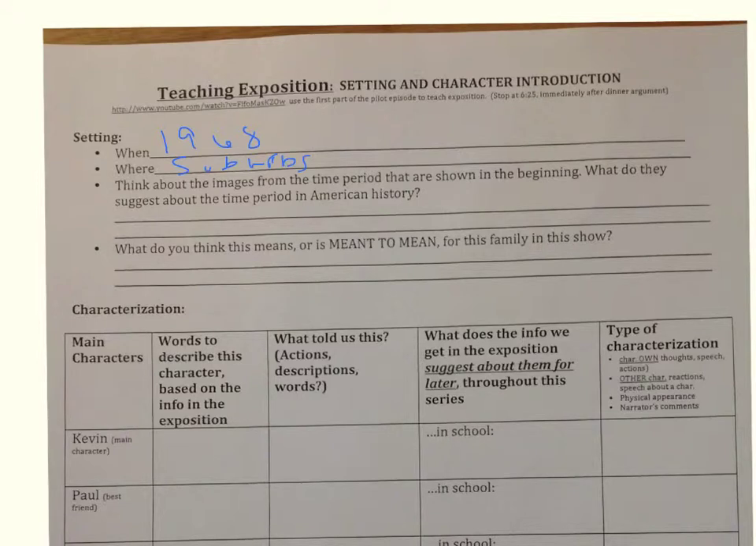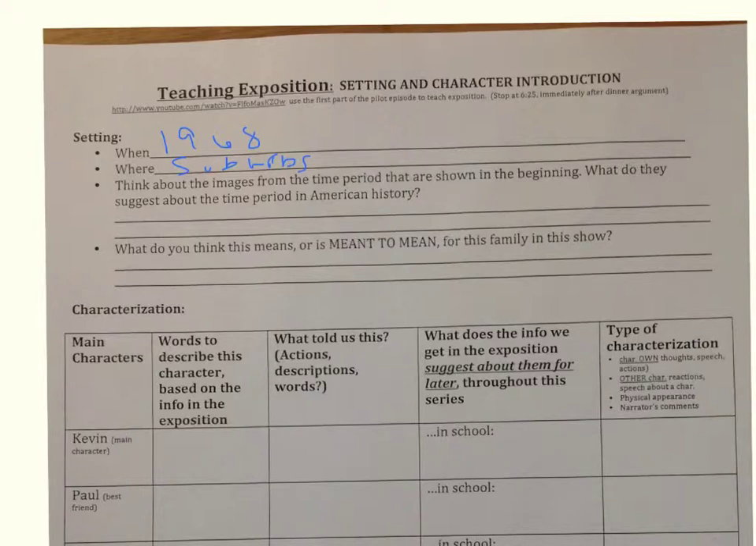The next part asks you to think about the images from the time period that are shown in the beginning. And what do they suggest about the time period in American history? Okay, so you might have seen pictures of things with race and change. For instance, there was an image of Dr. Martin Luther King, and I don't know if you know who that is, but he represents a lot of change in American history for races.